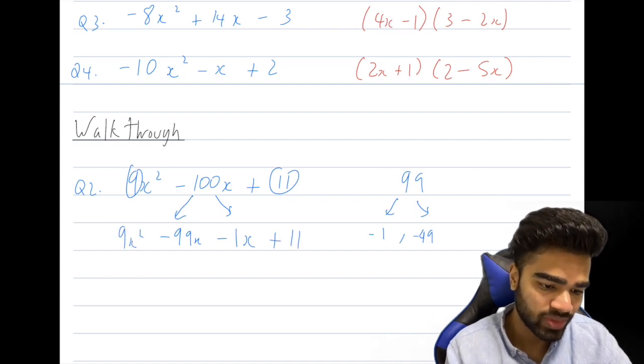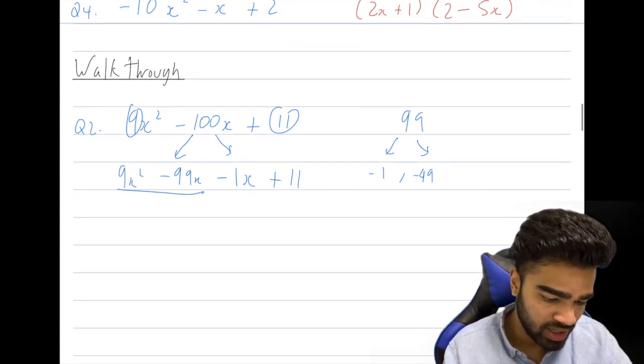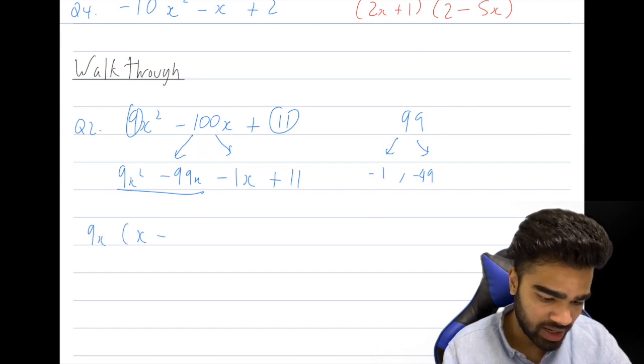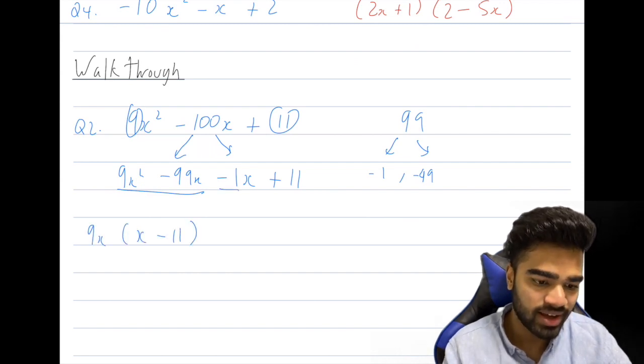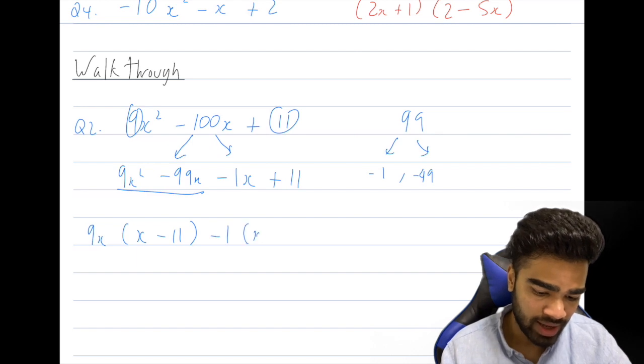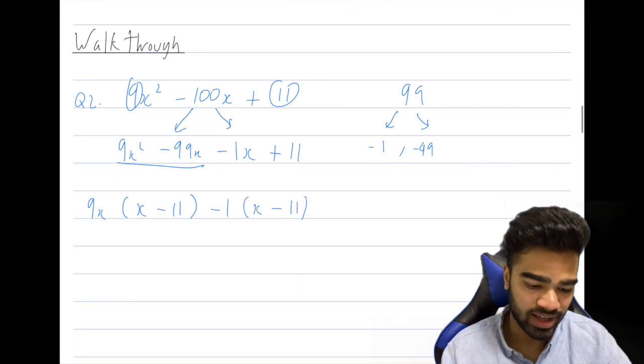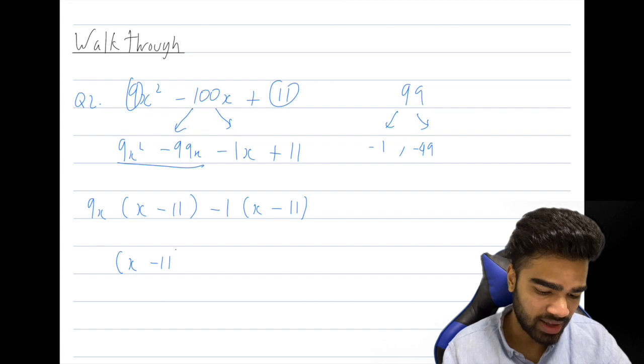They just come down. Factorize by grouping. What's common? You take the 9 out, you're going to have x minus 11. And then if you take the negative 1 out, you're going to have negative 1 times x minus 11 as well. So x minus 11 is common, so you have x minus 11 and 9x minus 1, like so.